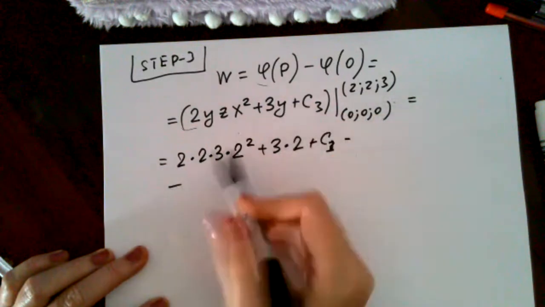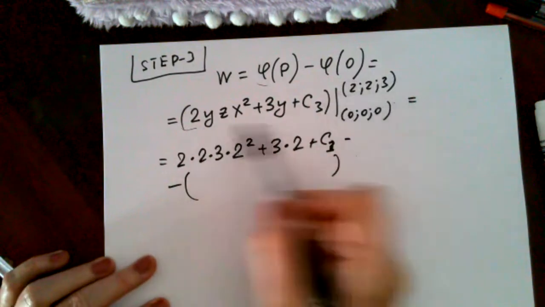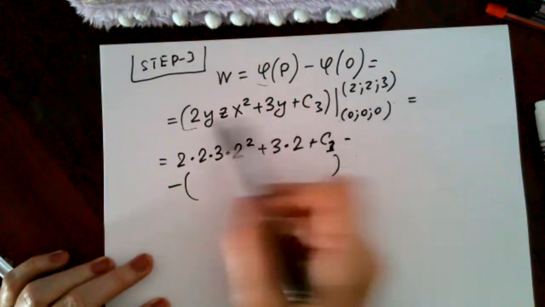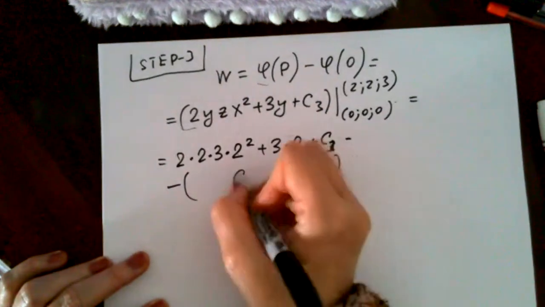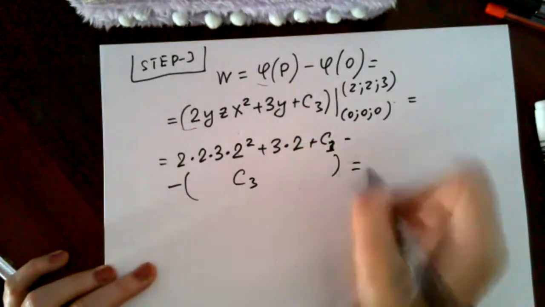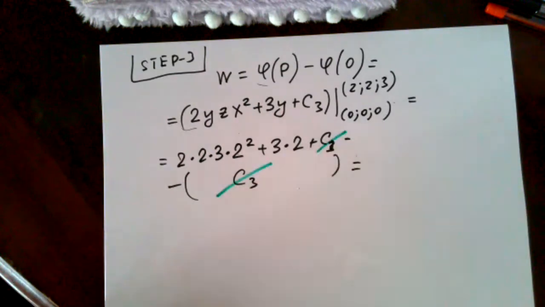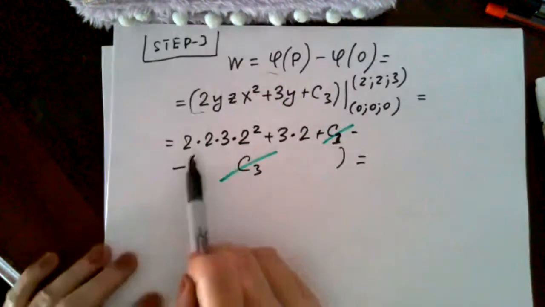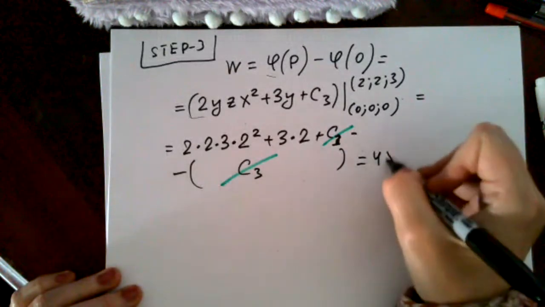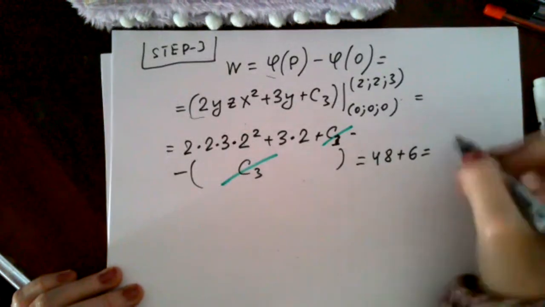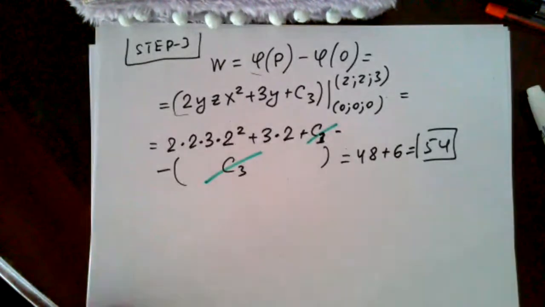So I substituted this point P here. And if I substitute the components of the origin, the first 2 terms will turn into zeros, and I will be left only with this last term, which is C3. So C3 gets cancelled out. And what do we have here? It will be 48 plus 6. So my result is 54. My answer in this problem is 54.